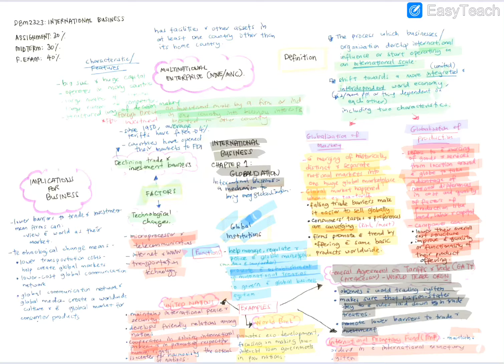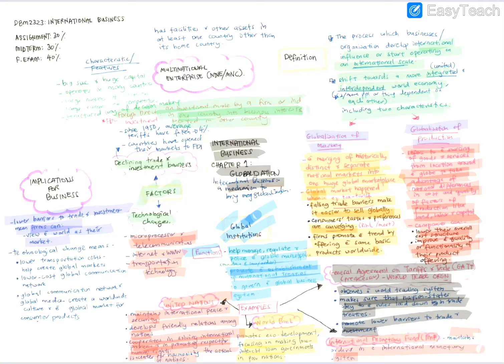First, we have low barriers to trade and investment, meaning firms can view the world as their market. Okay, you are in Malaysia, you don't need to go to China to expand your market. You can just use the technology nowadays, because as you can see during this COVID-19 pandemic, the technology, especially the internet, gave a big impact for your business.